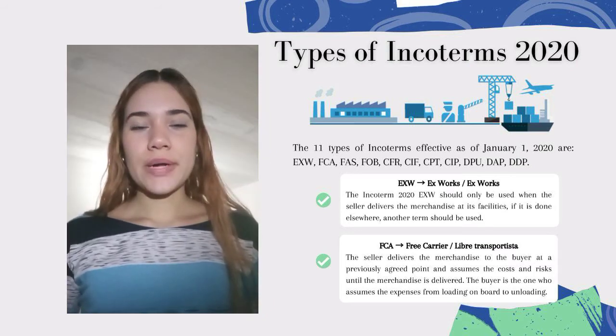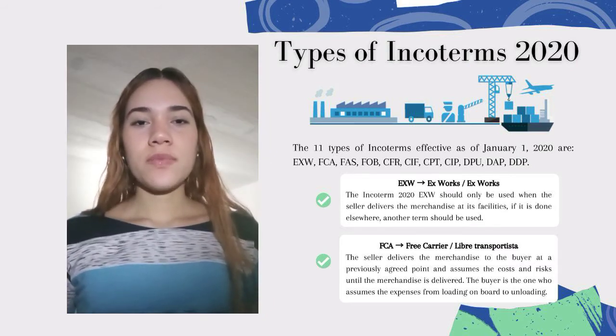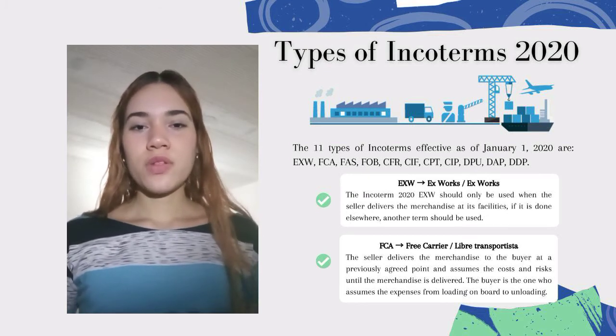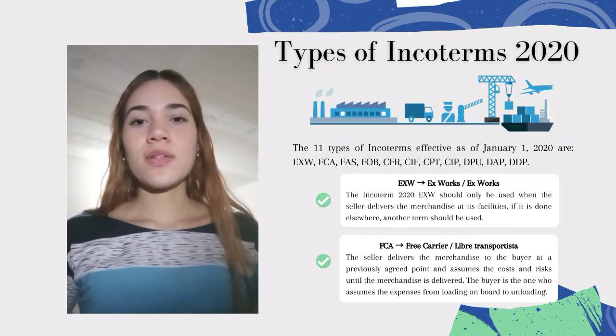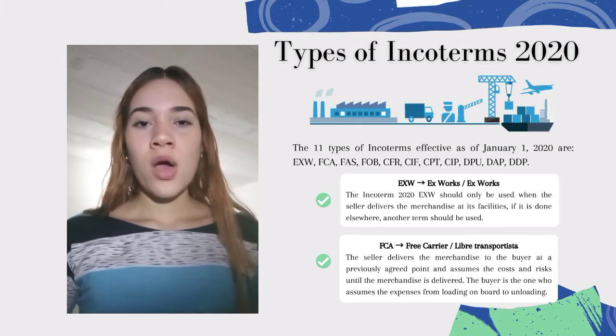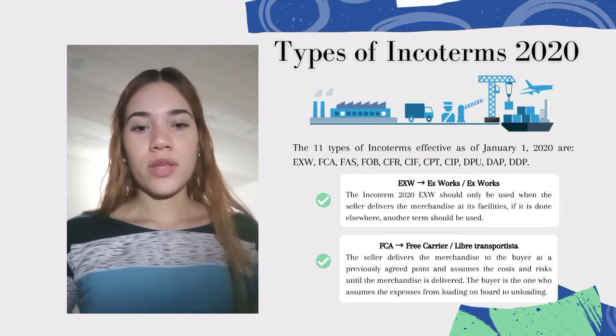FCA, Free Carrier. The seller delivers the merchandise to the buyer at a previously agreed point and assumes the cost and risk until the merchandise is delivered. The buyer is the one who assumes the expense from loading on board to unloading.